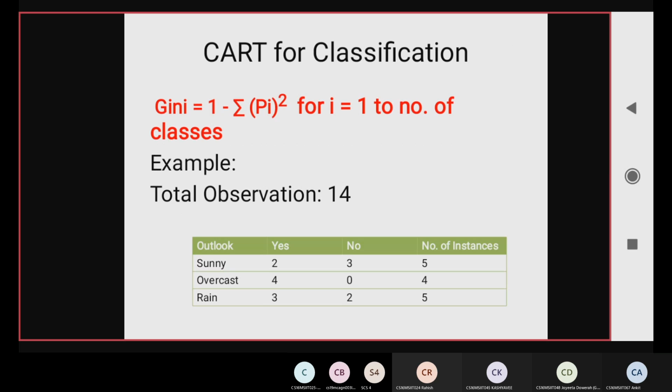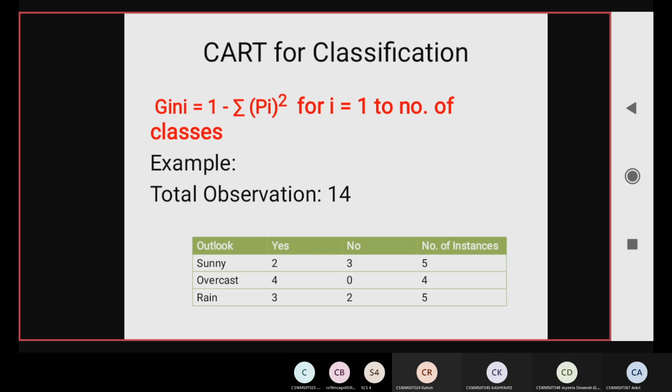Okay, so I've included the classification part, and how the mathematical calculation takes place. The Gini equals 1 minus the summation of the probability squared, where i is the number of classes, or we can say the instances. In the last example, I think you all remember the table. There are a total of 14 observations there. I have not included the table here, but you all remember there are 14 observations. So how does the calculation actually take place? Look at the table.